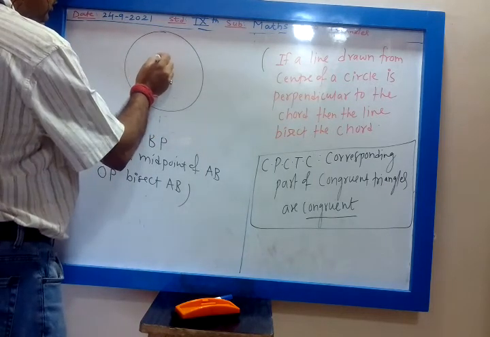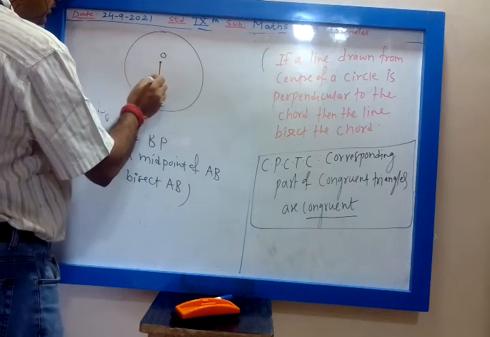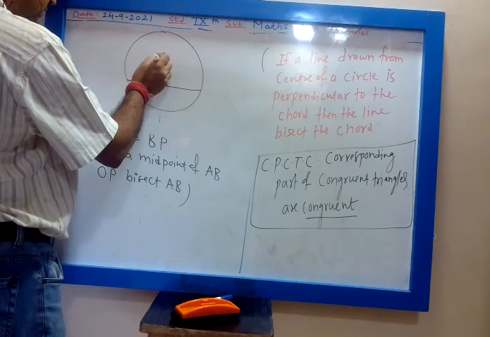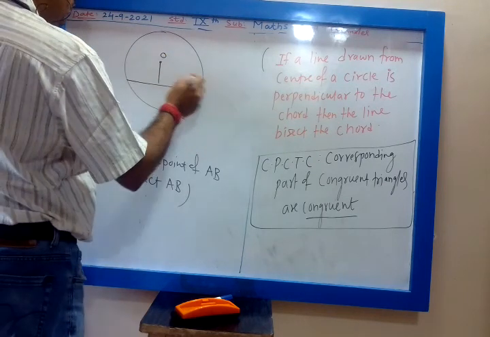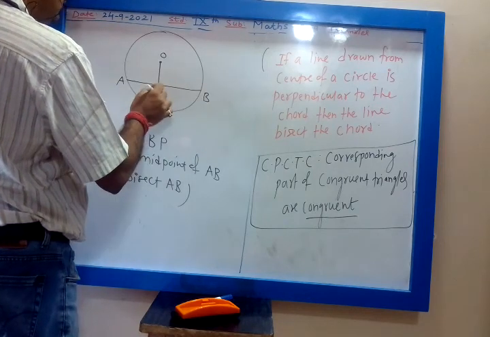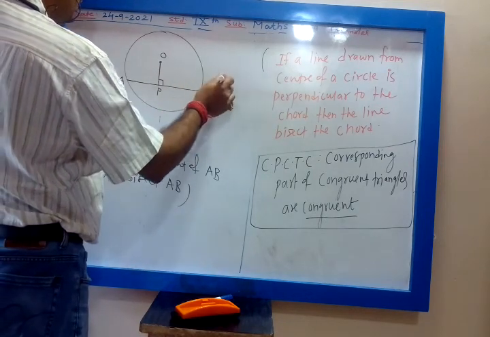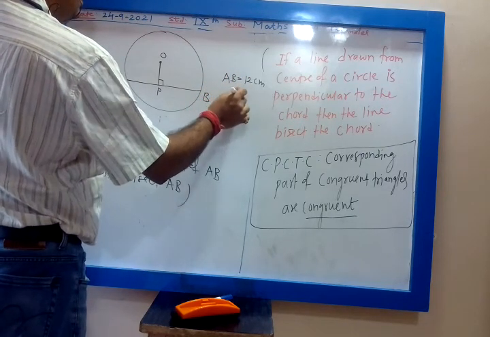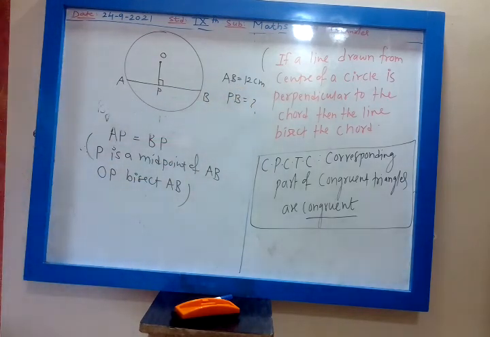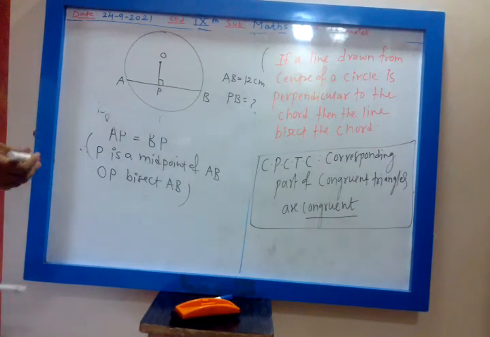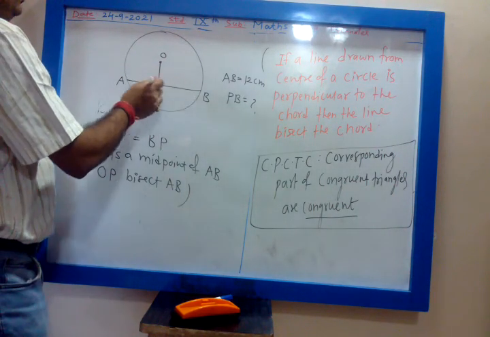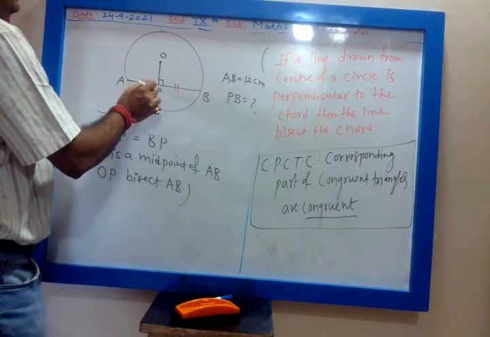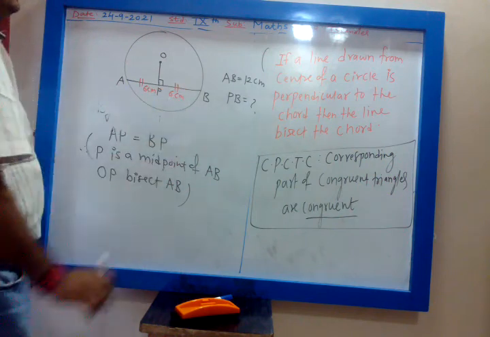Okay. This is center O. This is AB. This is P, perpendicular. AB is 12 centimeter, then what is PB? Tell me. Huh? 6. Because OP is perpendicular to the chord, then it will bisect the chord. So if total length is 12, it will be 6 centimeter and it will be 6 centimeter. Okay?